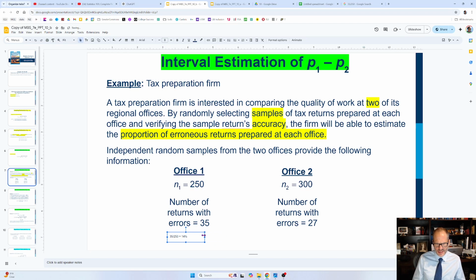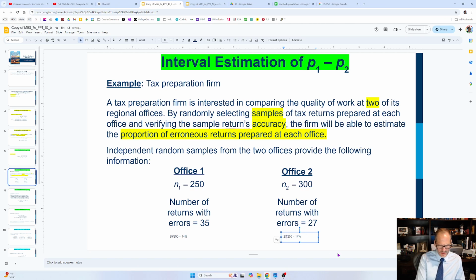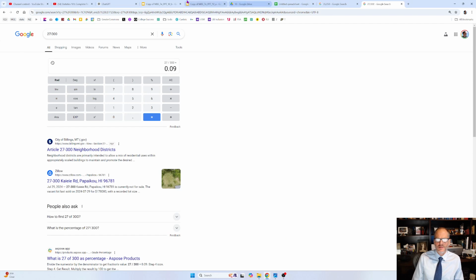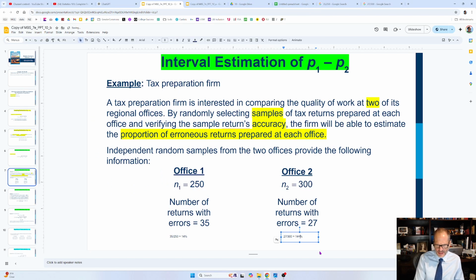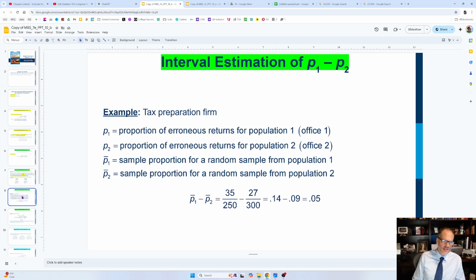Then I'll copy it, paste it, and bring it over here. And we have 27 over 300, which is going to be like 9%. Let's verify, and it's 0.09, so we have 9%. Okay, and just right off the bat, the difference between these is going to be 14 minus 9, 5%. And there's going to be some confidence level that we'll want to calculate this with.